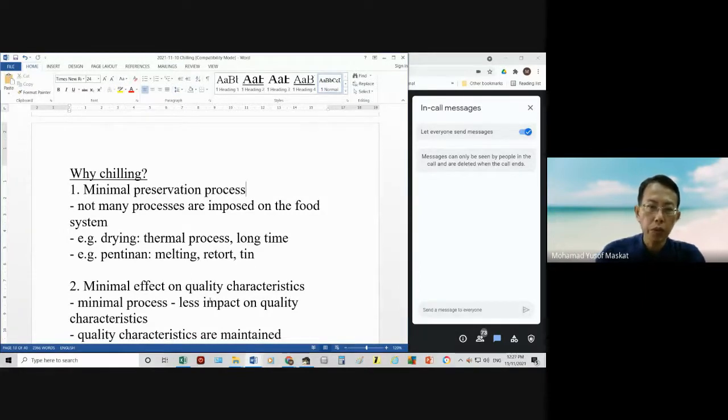If you were to compare with a more extreme method, like freezing. Freezing is also low temperature, but below the freezing point of water. So it is more extreme. We can see the changes. The product after it has been thawed, bila kita dah nyah beku kan dia, the properties, the characteristics may not be the same as before it was frozen. So it is more extreme, but for chilling, it is very similar.